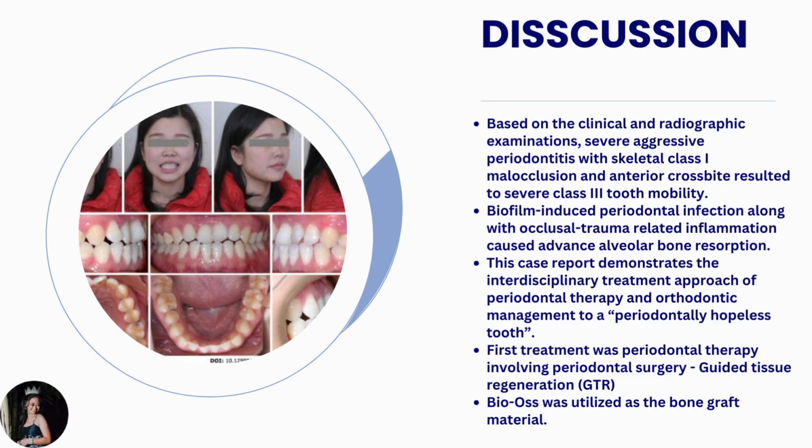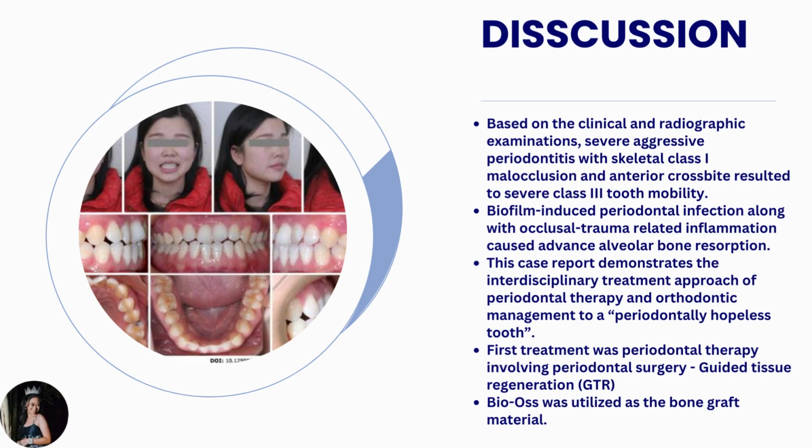The patient had severe class 3 tooth mobility as a result of severe aggressive periodontitis with skeletal class 1 malocclusion and anterior crossbite. Clinical and radiographic examinations revealed that periodontal infection and occlusal trauma related inflammation led to advanced alveolar bone resorption. Once traumatic occlusal forces continually contact poor periodontal tissues, bone loss is expected. With the aid of an interdisciplinary approach, periodontal therapy and orthodontic treatment of a periodontally hopeless tooth is possible.